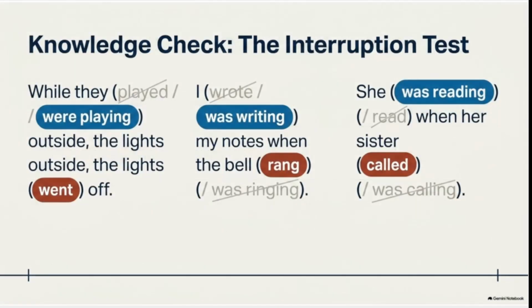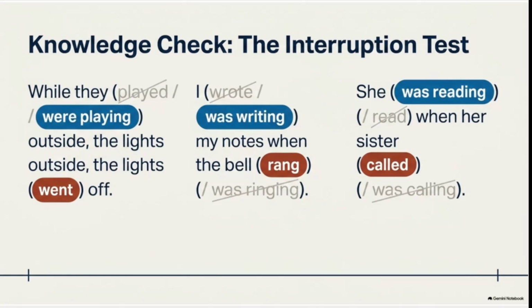The interruption test. Let's try another challenge. Look at the sentence. While they were playing outside, the lights went off. Which form is correct? Played or were playing? The correct answer is were playing. Why? Because playing was the longer action already in progress.